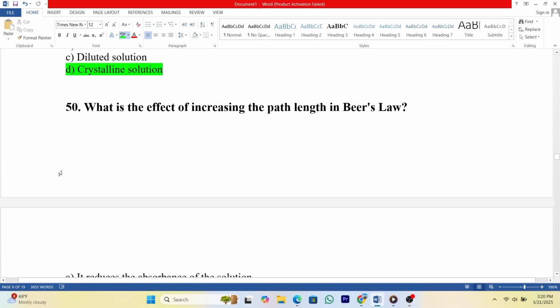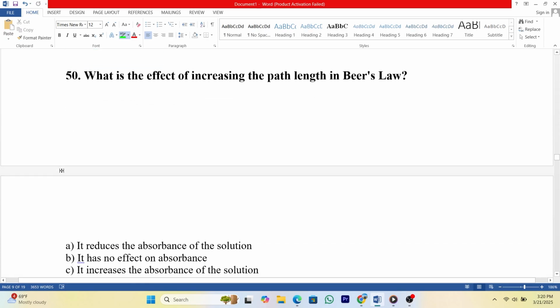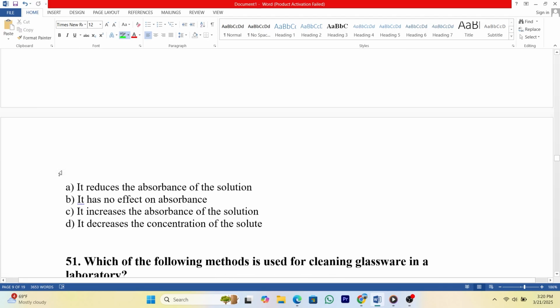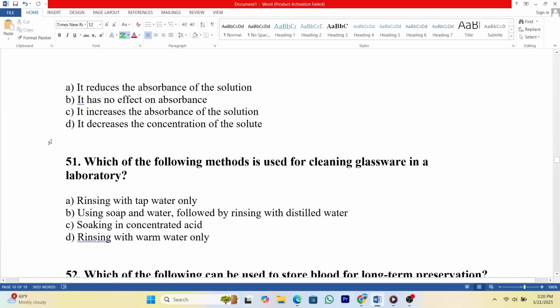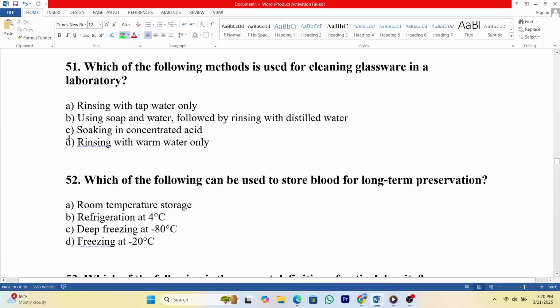50. What is the effect of increasing the path length in Beer's law? A. It reduces the absorbance of the solution. B. It has no effect on absorbance. C. It increases the absorbance of the solution. D. It decreases the concentration of the solute. Answer: C. It increases the absorbance of the solution.